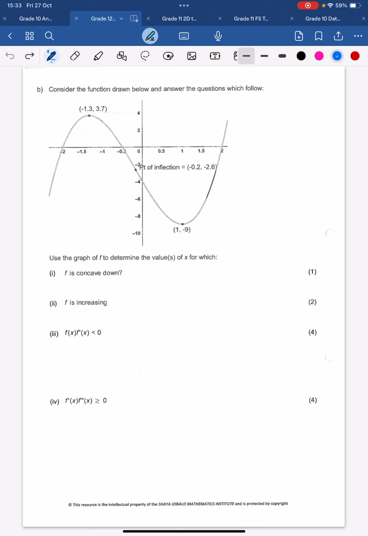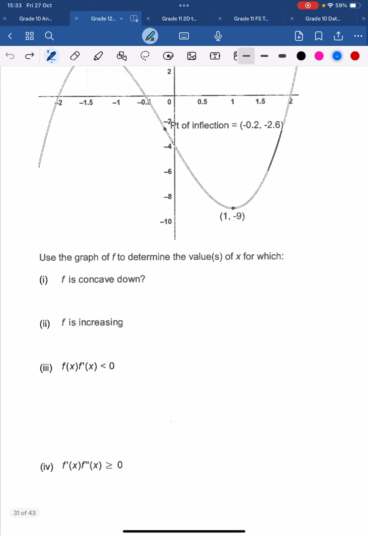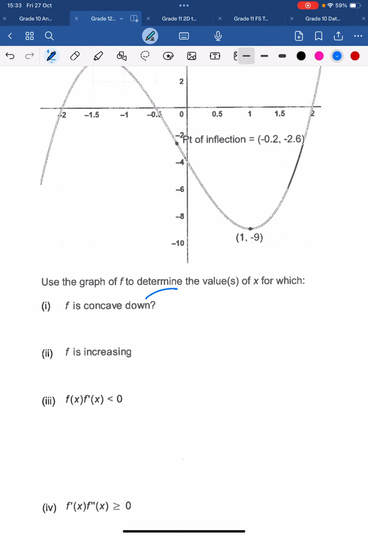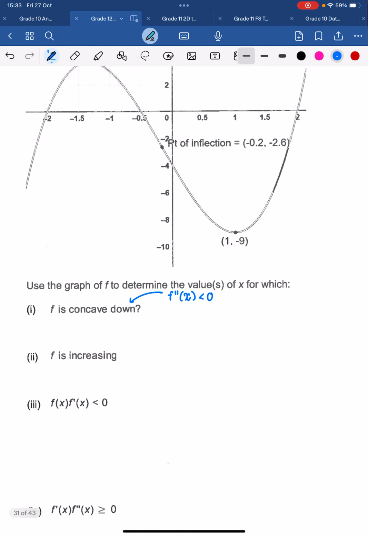Now, I'm just going to write little notes as I go, just in case there are some of these things that you don't know yet. So a graph is concave down when f''(x), so the second derivative of f, is negative. So if they've given you the equation of the graph and they're asking you where is this graph concave down, you can find the second derivative and make that smaller than 0 and then solve for x.